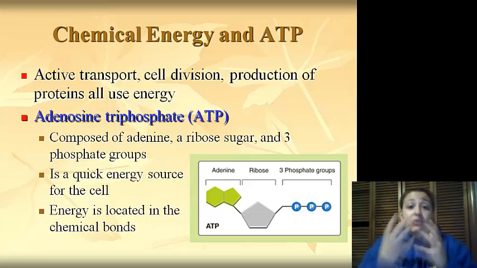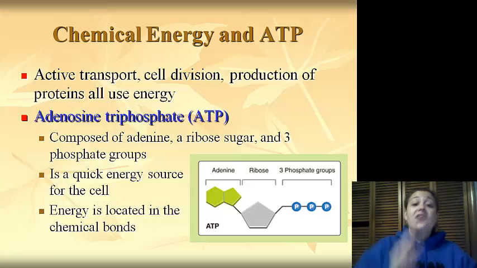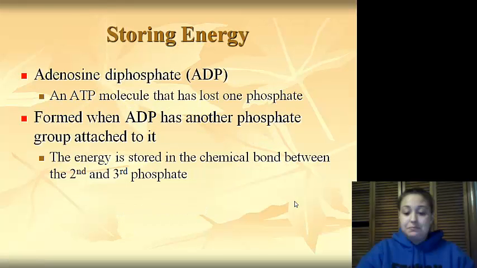And we use the chemical form called ATP, or adenosine triphosphate. Now that "tri" means that we have 3 phosphates. It's composed of adenosine, a ribose sugar, and those 3 phosphates. It is quick energy, and the energy is located in the chemical bonds right here between the phosphates.